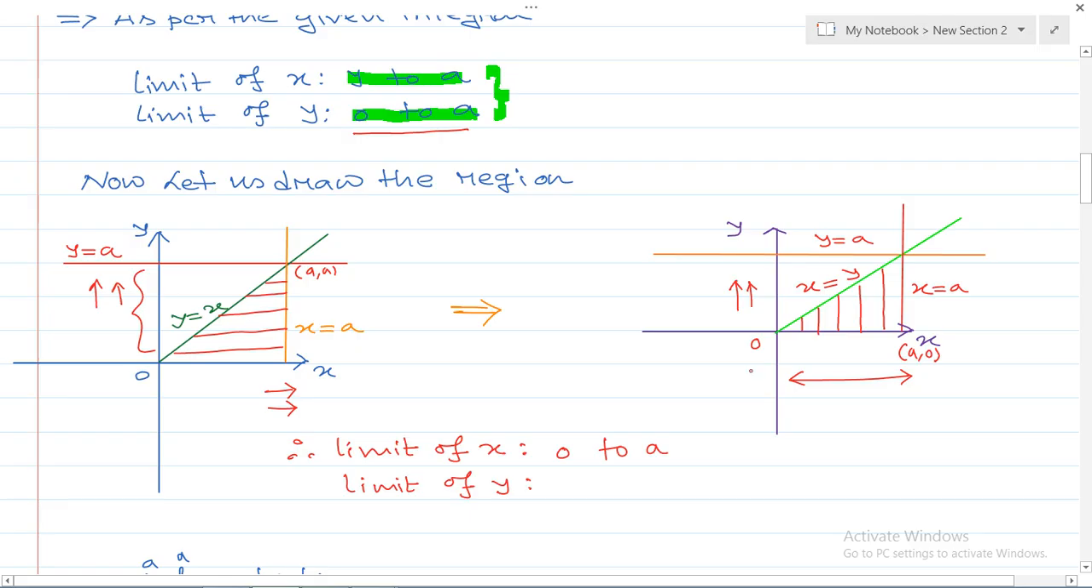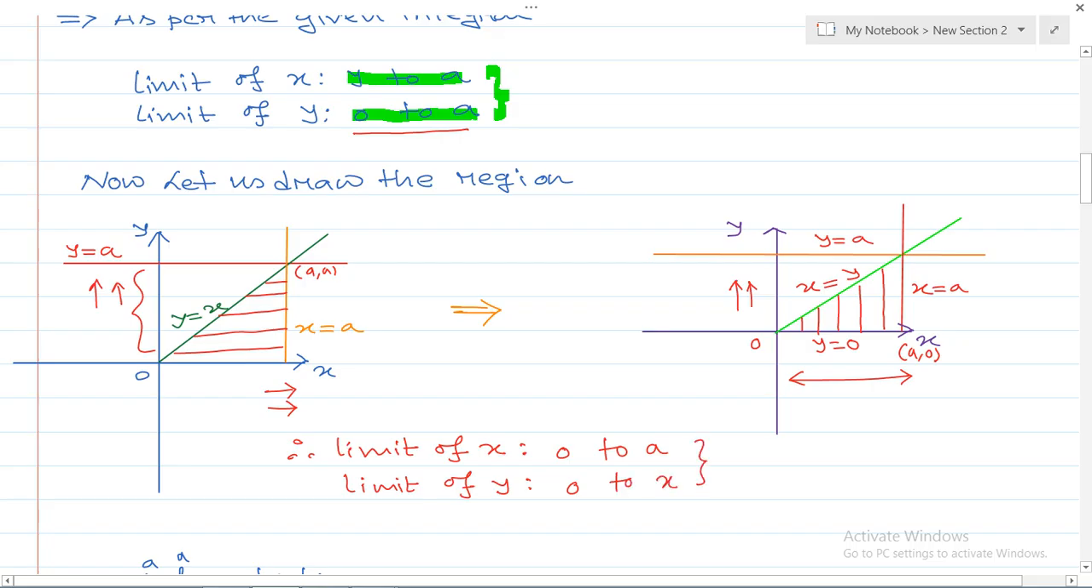What will be the limit of y then? Since we are measuring y vertically and y is starting from the x-axis, on the x-axis the value of y is 0, and on the line is the maximum y can go, because this is the region, it cannot go beyond this line. On the line the value of y is x only. So the limit of y is from 0 to x.